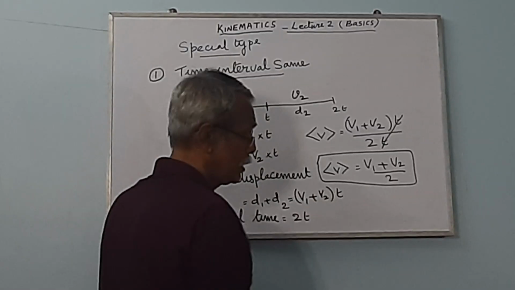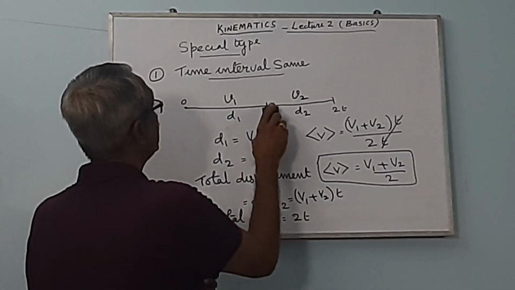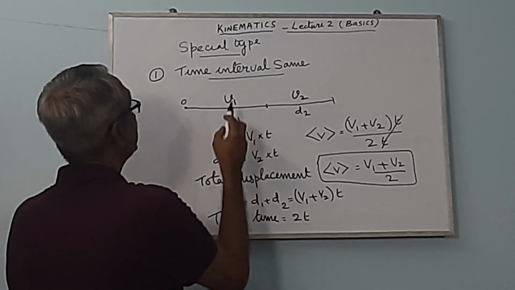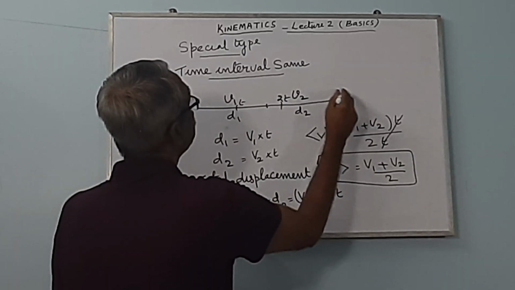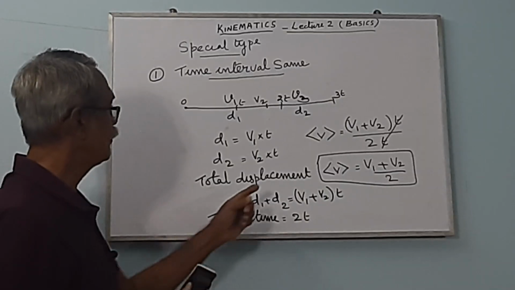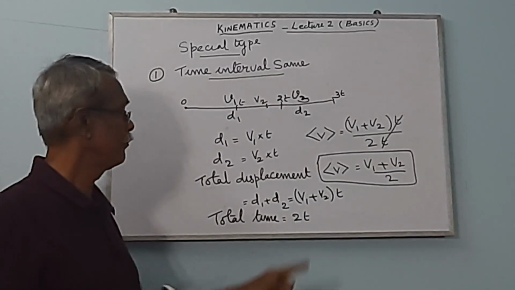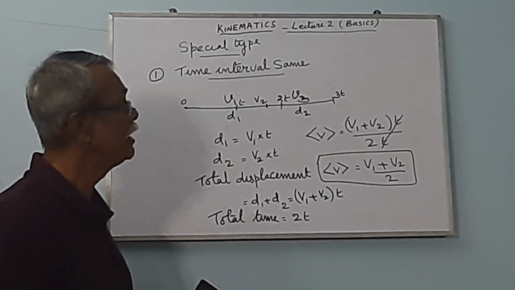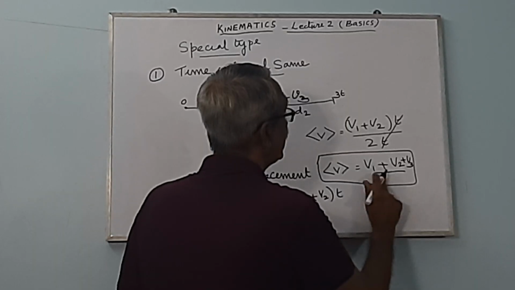This can be considered in general. If we have 3 time intervals, same time interval, that is, this is t, this is 2t, and this is 3t. This velocity is v3, this velocity is v2. Then this will become d1 equals v1t, d2 equals v2t, d3 equals v3t. Then this will become v1 plus v2 plus v3 multiplied by t, divided by 3t, and you will get this formula as v1 plus v2 plus v3 divided by 3.